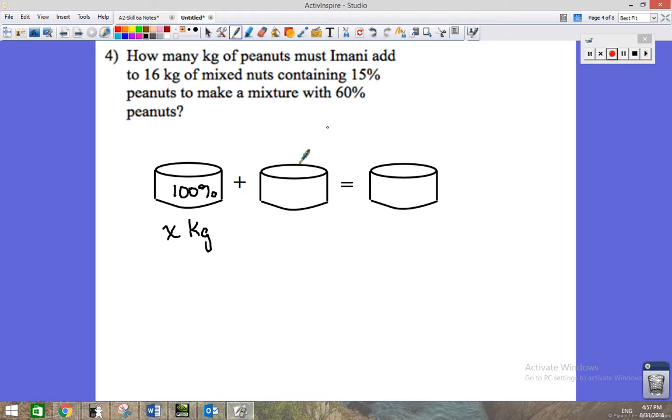And we're going to add 16 kilograms of this mixture that is pretty weak in peanuts, 15%. Now this 100% is going to raise that concentration, and in fact we're going to add enough that it raises it all the way to 60%. So now this new mixture, more than half of it is peanuts. If I have X kilograms plus 16 kilograms, I have a total weight of X plus 16 kilograms.